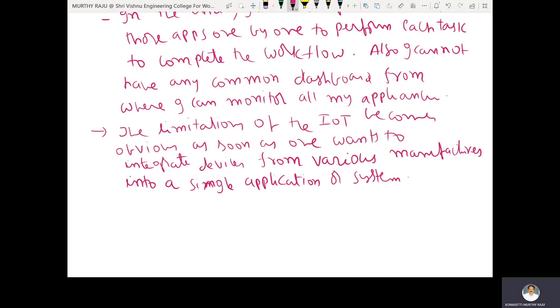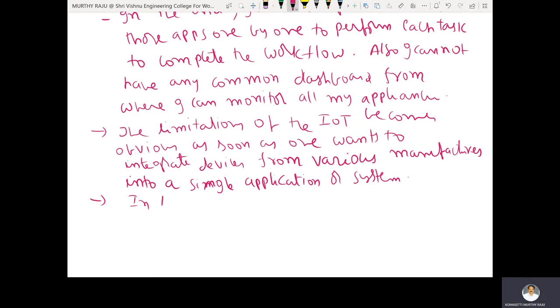Coming to the next one, incompatible protocols. In IoT, hundreds of incompatible protocols coexist today. This makes the integration of data and services from various devices extremely complex and costly. Another drawback is that in IoT there is no common platform to monitor all these things, because there are different standards and different manufacturers.